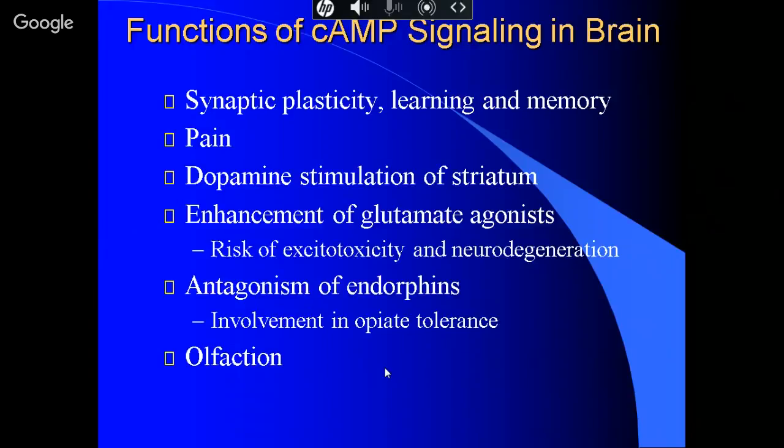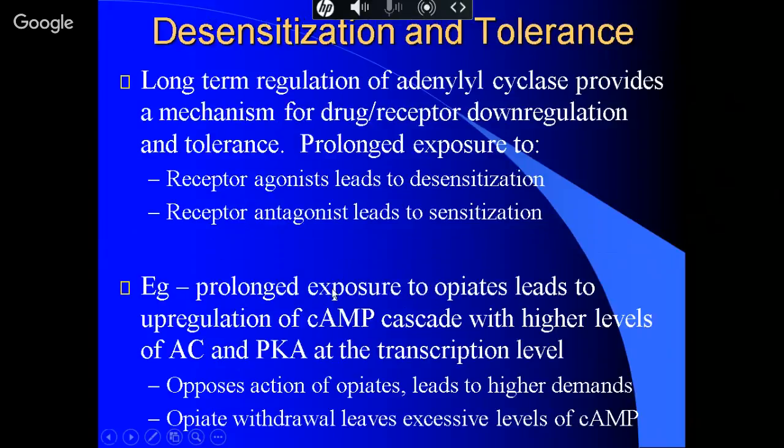This is, you're going to walk across the room, you're going to be awake and active. You're not going to be asleep, okay? Pain regulation is going to be, this group's going to be really important. And that shows up here in that you have the long-term regulation of the adenylate cyclases through gene mechanisms, which provides a mechanism for downregulation of drug receptors. So this is a good example of how tachyphylaxis can occur, downregulation.